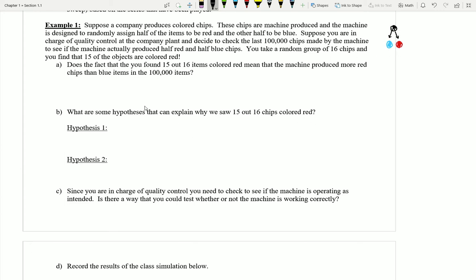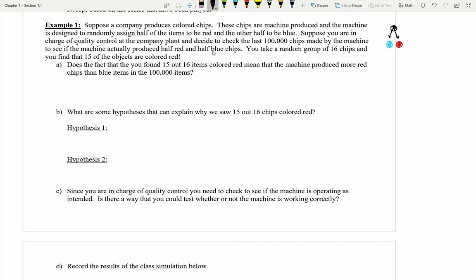Okay, so suppose that you're in charge of quality control at the company plant, and maybe one of your jobs is to check every so often if this machine is working properly, right? Because if you need to make half the chips red and half the chips blue, it would be really bad if all of a sudden, for like 2 months, only blue chips were being made. Something like that could be a really bad thing. So maybe you decide to check the last 100,000 chips made by the machine. Maybe that's everything produced in the last week or the last day or something like that. And you want to see if the machine produced half red and half blue chips.